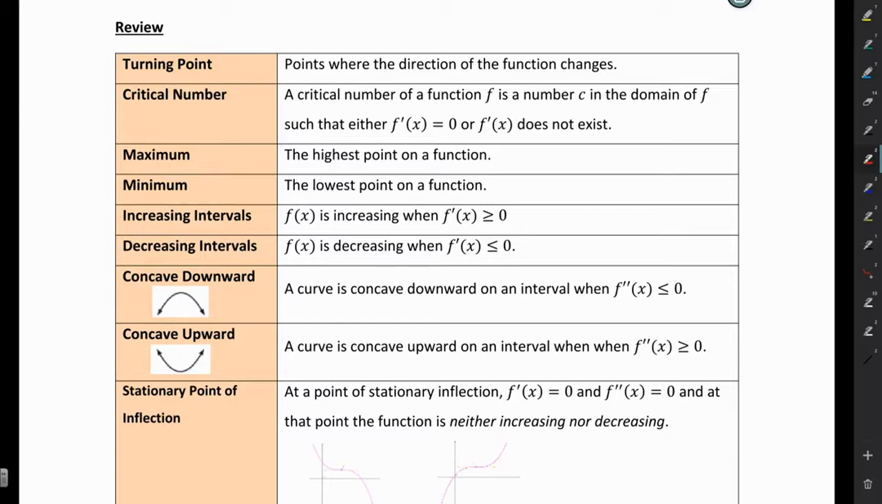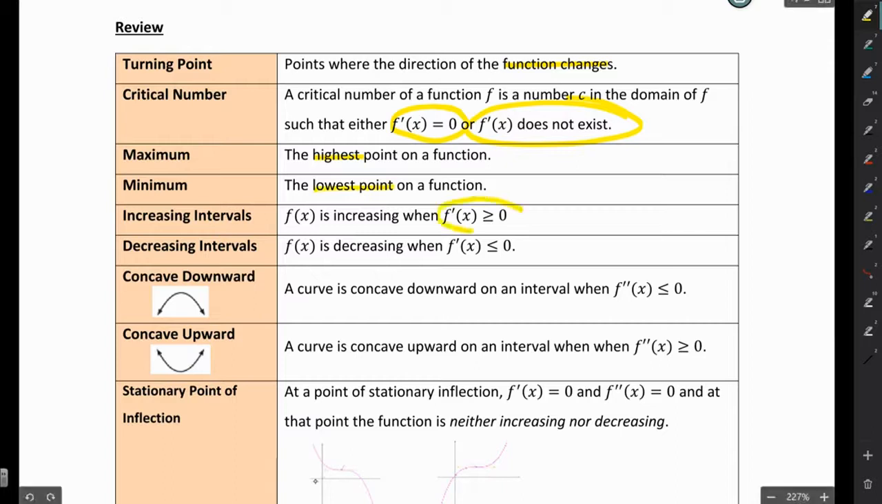So some of the common definitions that we use throughout the unit: a turning point, that's where the function changes in the graph. A critical number can happen where the first derivative equals 0 or it does not exist. Remember that does not exist came up when we had a denominator and we would have to decide where the denominator would equal 0 because that would cause a does not exist condition. The maximum is the highest point, the minimum is the lowest point.